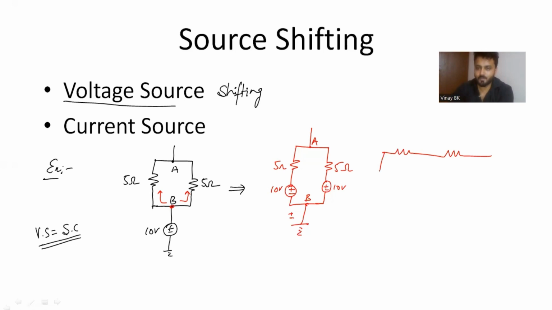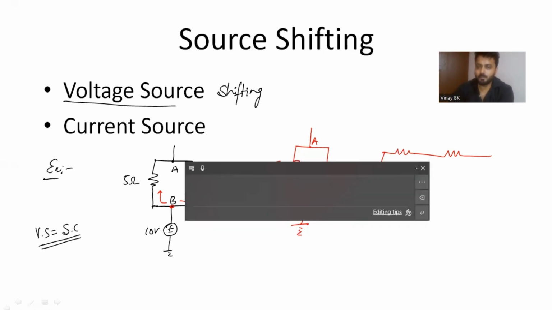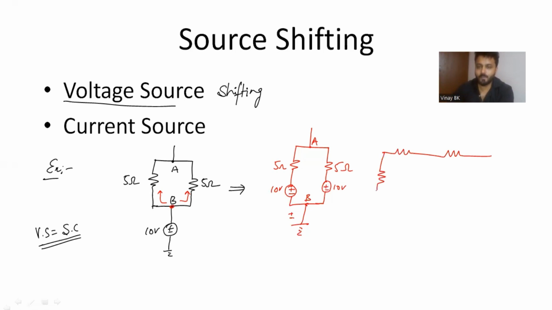Yeah, two or three resistors. Say you have a voltage source here, plus minus 10 volts, with some 2 ohm, 1 ohm, 3 ohm resistors. I'm randomly giving names to help you understand the concept. Now this voltage source is connected at nodes A and B, if you name the nodes A and B.